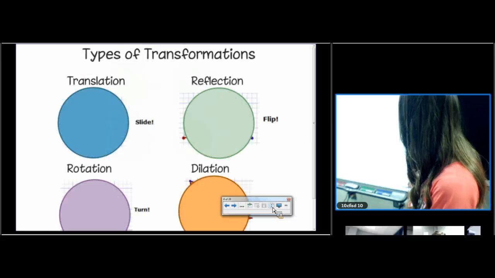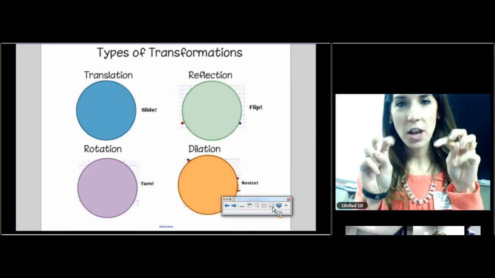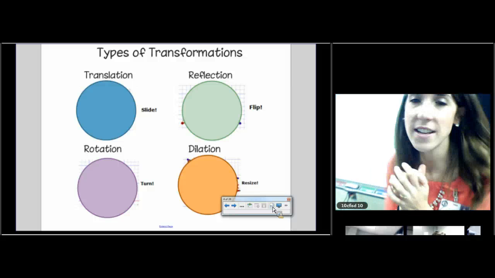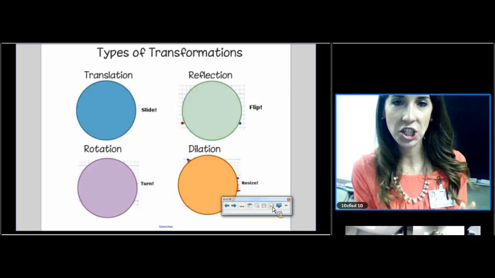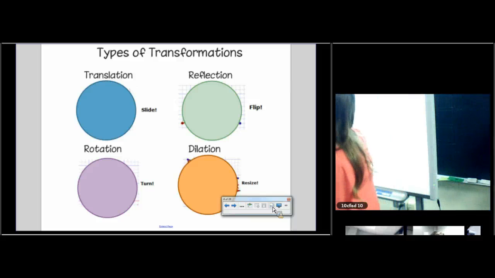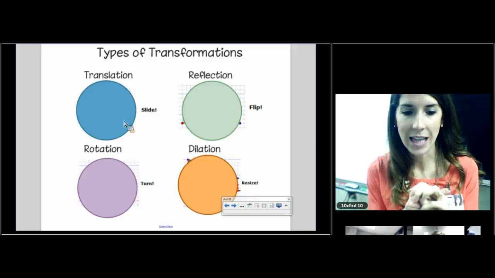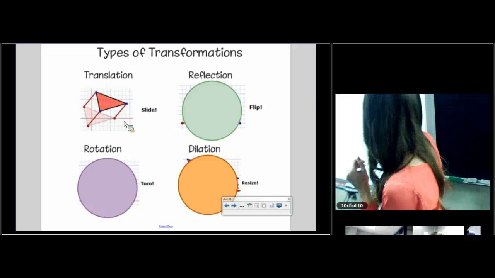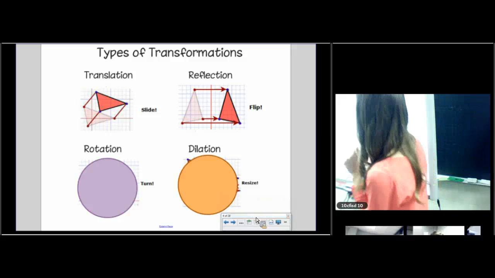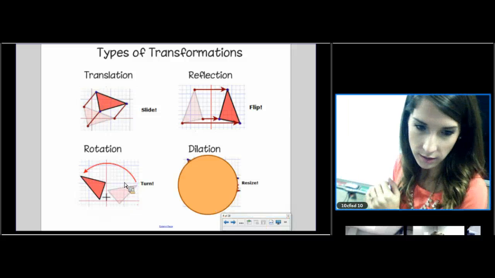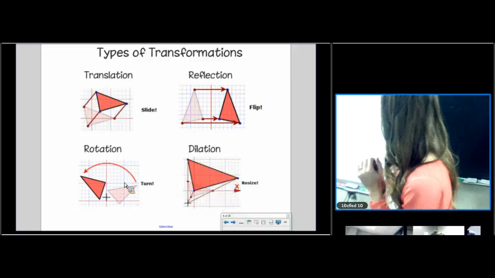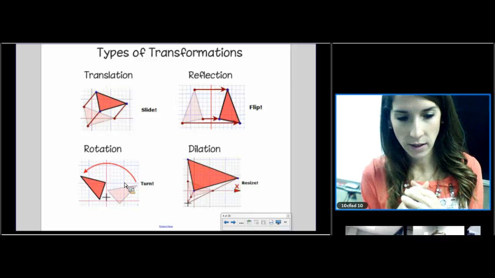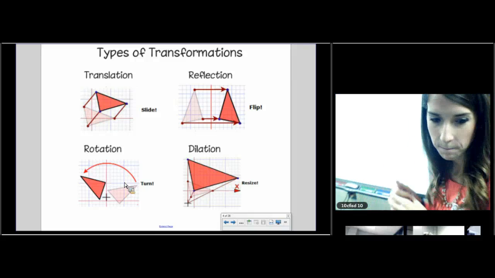For all of these words, there's a geometric term, and then there's another way to say it. So I want you to think of a translation as a slide. Translation, slide. A reflection is a flip. A rotation is a turn. And a dilation is a resize. So like I said, there are 2 words for each of these, and those other words really describe what's going on. Okay?